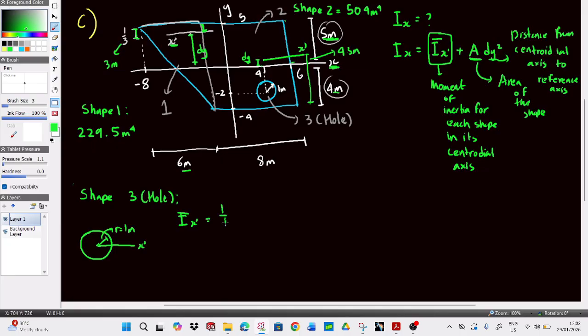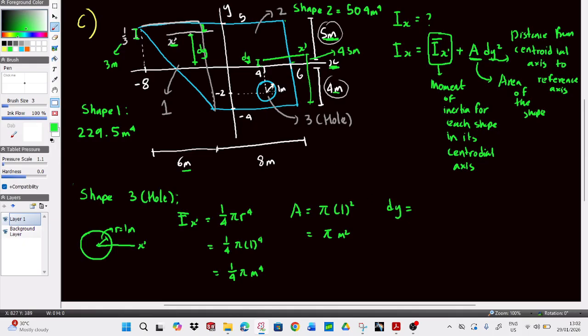So it's 1 over 4 pi r to the power of 4. It's just 1 over 4 pi times 1 to the power of 4, which is just 1 over 4 pi meters to the power of 4. Okay, great. Area of the circle, we know is simply pi r squared, right? So just pi times 1 squared, which is simply pi meters squared. Okay, how about your dy?